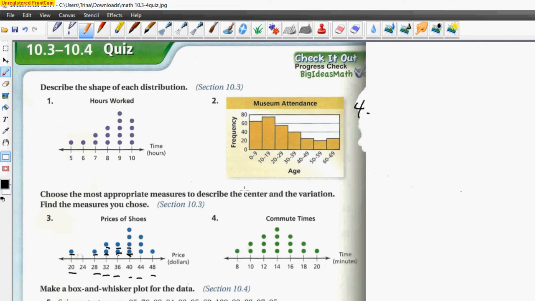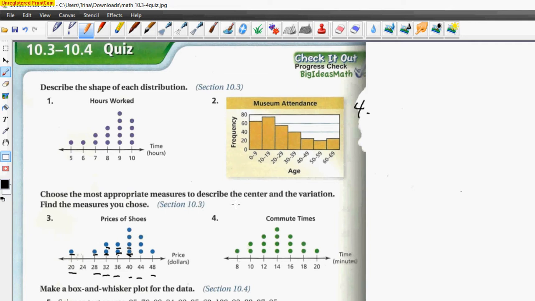It says commute times, okay? And it's based on minutes as far as how much time. And we know right now this is a dot diagram. So we're going to look at this and really analyze what we're talking about right now. If you look at this, you can see that we have the commute times. We have our graph, and this dot plot is telling us a lot of things.